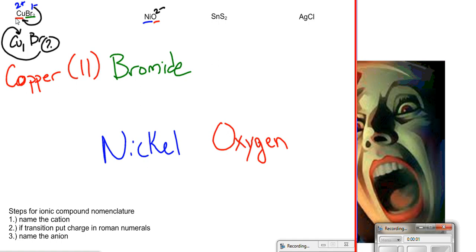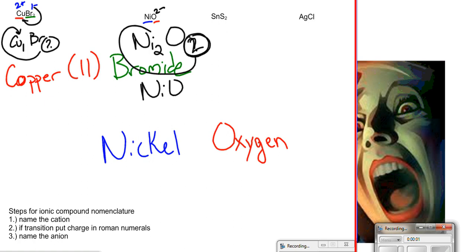If it was -2, that means when they crisscross, you would have nickel 2, oxygen 2. If you look here, they're a 1-to-1 ratio. So that means that this number here needs to be something that factors down to this. So what number would have to go here so that they have a 1-to-1 ratio? Must be a 2. Where does that 2 come from? Comes from nickel's oxidation state. So this is nickel 2 oxide.